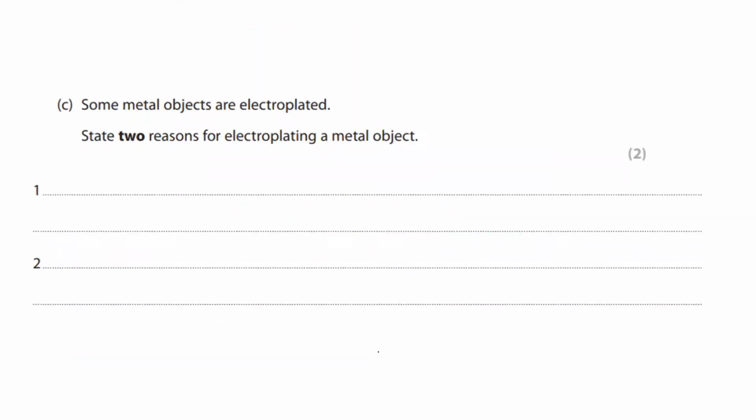Some metal objects are electroplated. State 2 reasons for electroplating a metal object. So it could be electroplated with a less reactive metal, to stop corrosion.